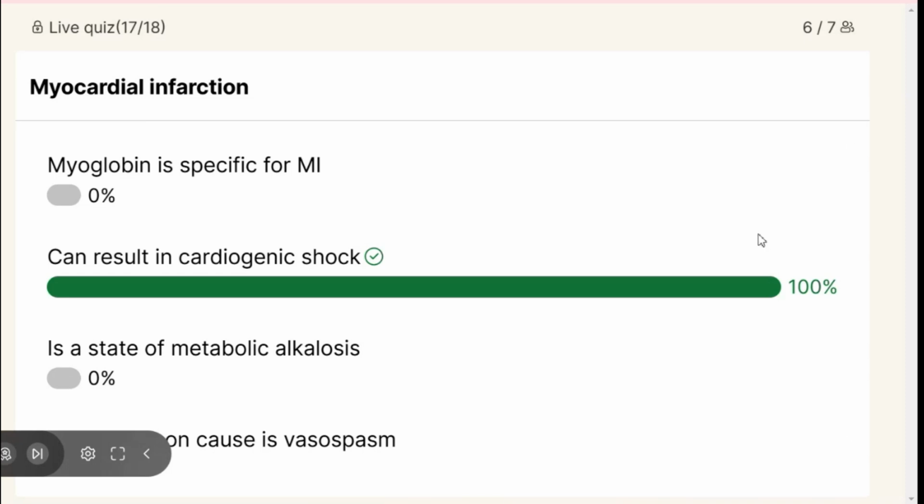Okay, so you guys got it correct, but let's just go through it quickly. So myocardial infarction, myoglobin is specific for myocardial infarction is not correct. Myoglobin is not specific. It's found in all muscles. So any muscular injury can cause myoglobin to increase. A more specific marker for myocardial infarction is what? If anyone can tell me. What is a more specific indicator of myocardial infarction? What do we measure?